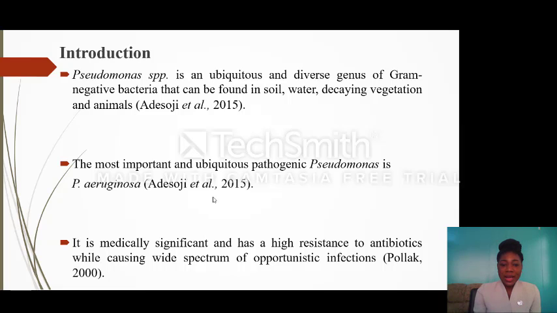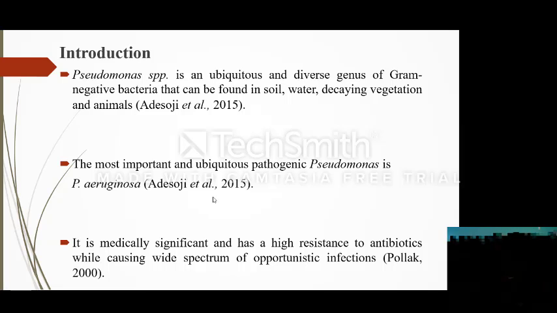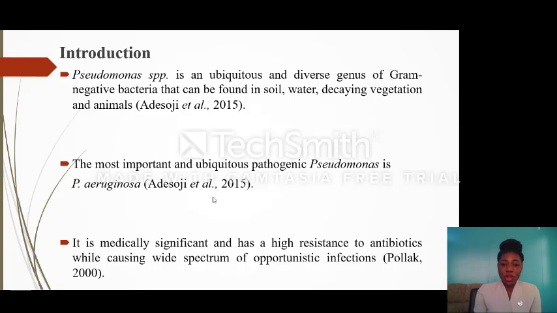Of all the Pseudomonas species that exist, Adeosun et al. 2015 has recorded that the most important and ubiquitous pathogenic Pseudomonas is Pseudomonas aeruginosa. It is medically significant and it has a high resistance to antibiotics that causes a wide spectrum of opportunistic infections ranging from very minor infections to severe and deadly infections.